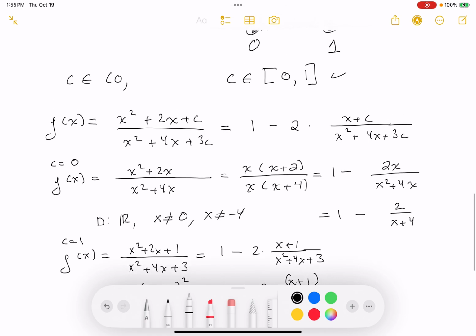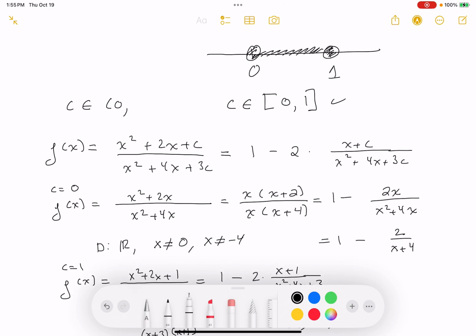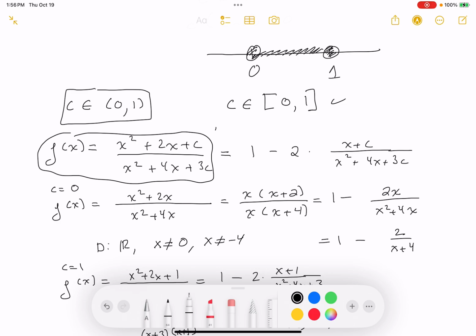But here's the deal. I've got to exclude that too. And what do we get? We get 0 to 1 now. So if you chose these c's over here, this f would cover all real numbers. All real numbers then. What do you mean the range of it would be all real numbers? The domain would also be all real. Thank you.